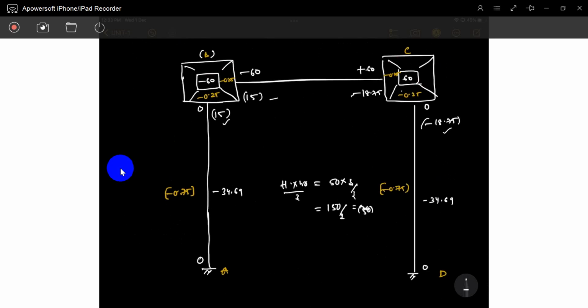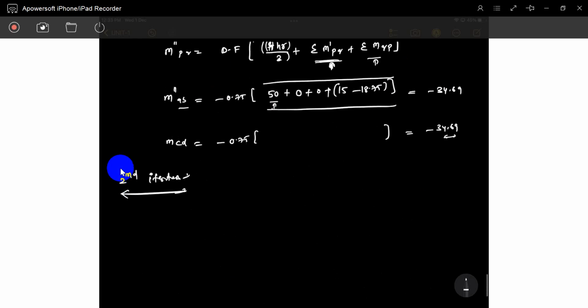50 into 3 is 150. 150 divided by 3, what is it, madam? 50 is the story shear, height 3 meters. 150 divided by 3, I think 50. It's 50 only. Okay.